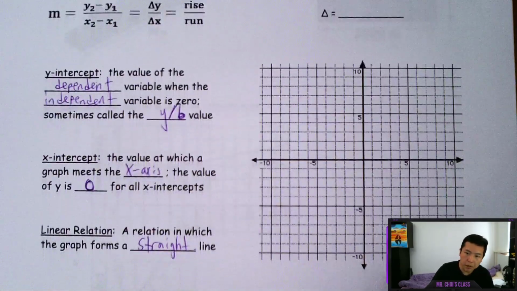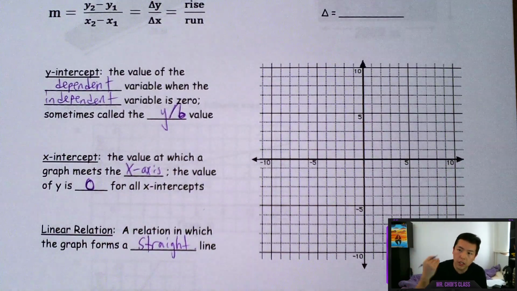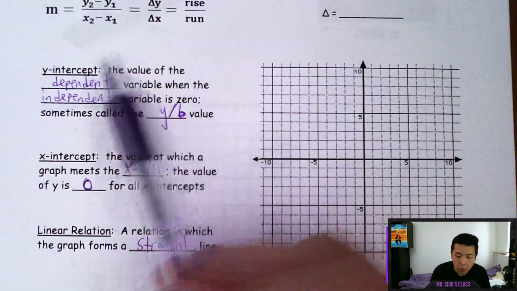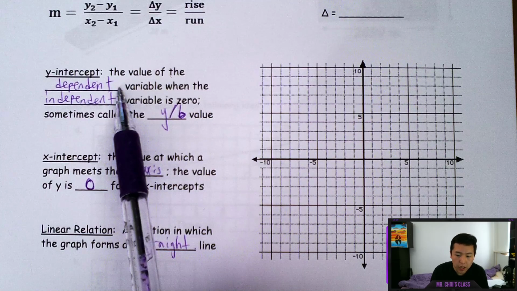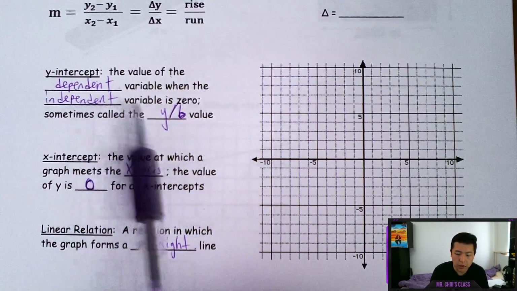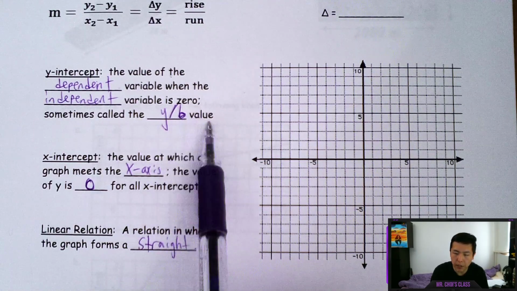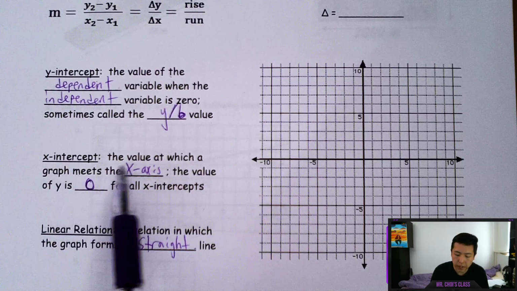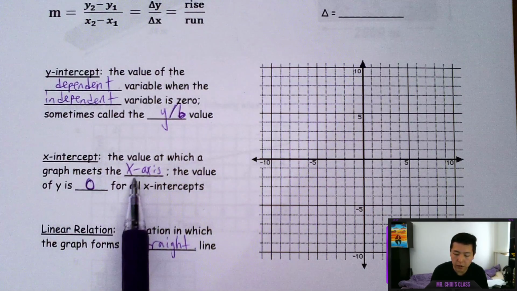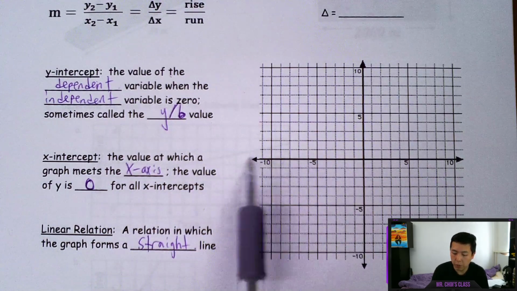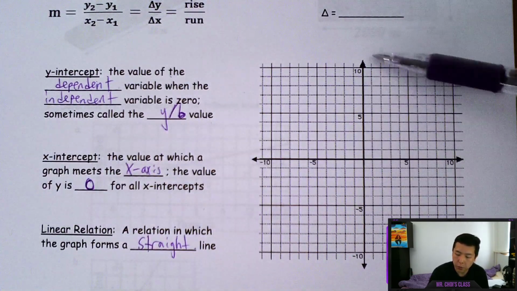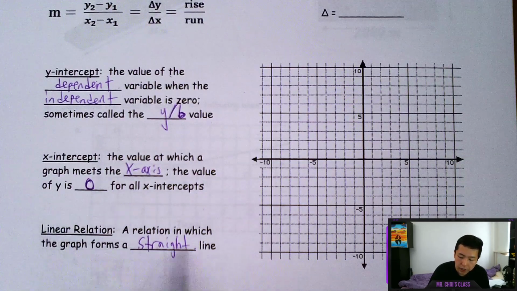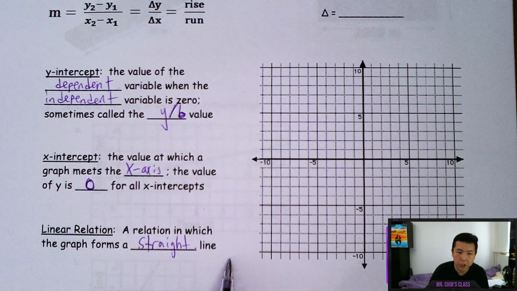Okay? So let's talk about these three definitions. Let's not just say them and then move on. Let's really talk about what we are trying to say here. Okay? A y-intercept, the value of the dependent variable, and the dependent variable is our y variable, when the independent, our x variable, is 0. And then we call that the y value or the b value. Okay? The x-intercept, the value at which the graph meets the x-axis, and the value of y is 0. So that would be here. Any point that's on this axis here would be called the x-intercept, which means for the y-intercept, it's anything on the y-axis. And for a linear relation, a relation in which the graph forms a straight line.